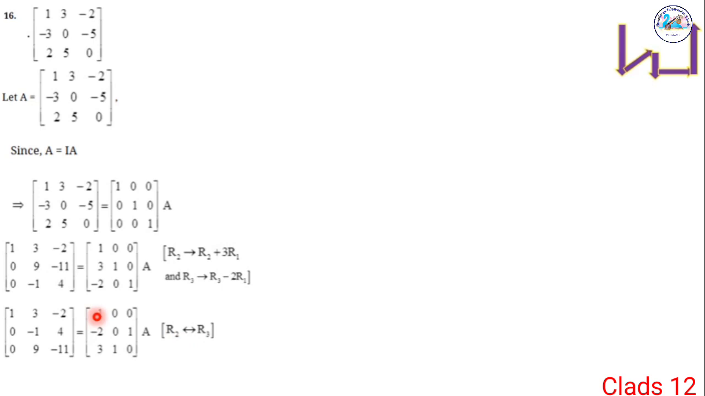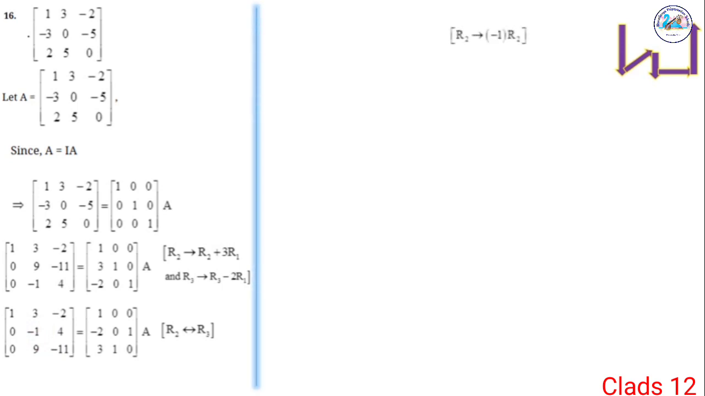The same transformation here also: 1 0 0, first row same, and 3 1 0 will come here as the third row, and here minus 2 0 1 will come here as the second row, minus 2 0 1, because the second row and third row are interchanged. Now here it is minus 1. We don't want minus 1, we need 1 only. So we have to go for the transformation.